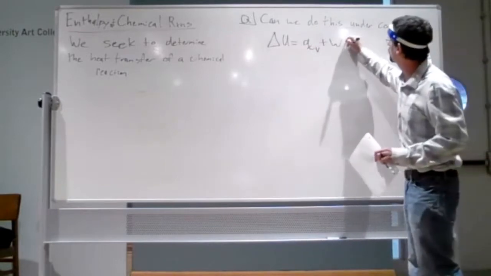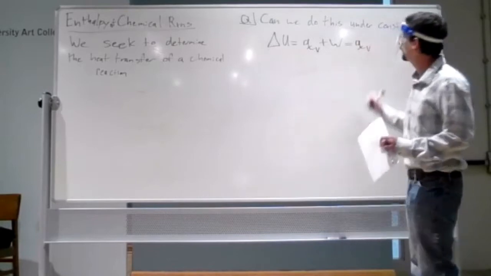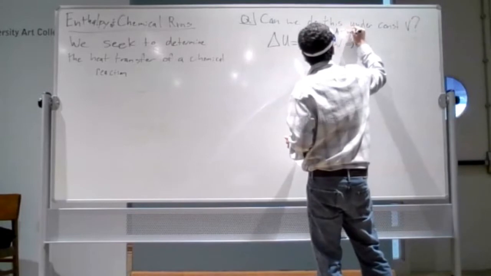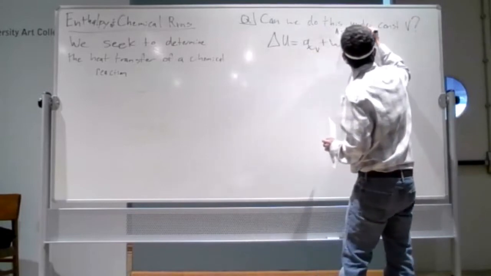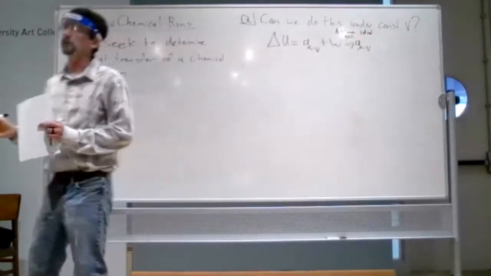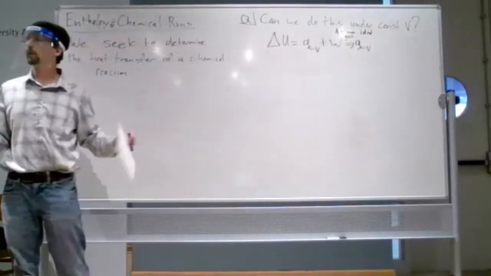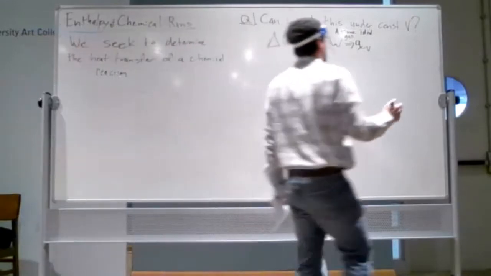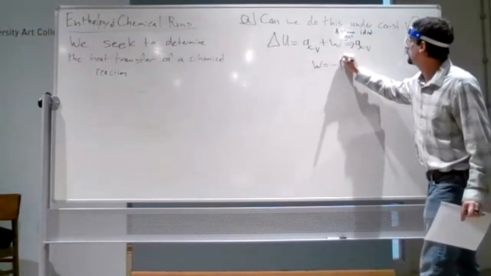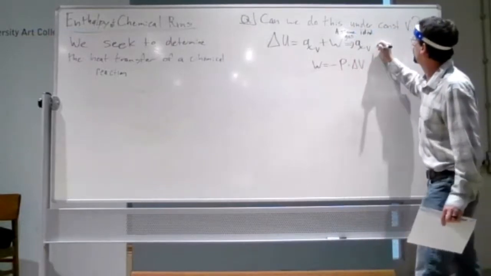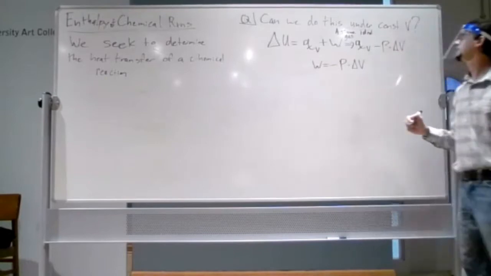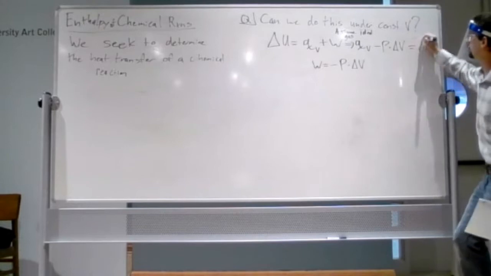Now, we have another equation for work. Let's say we assume we have an ideal gas, meaning we only do pressure volume work. What happens to work? Or how did we define work again? Work was equal to what for a gas? Negative P times delta V, right? So then this becomes negative P times delta V is equal to delta U.